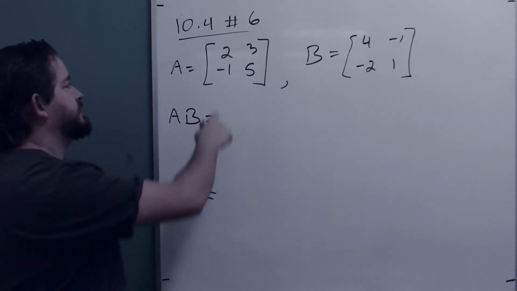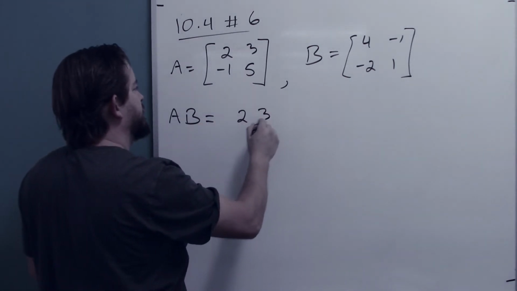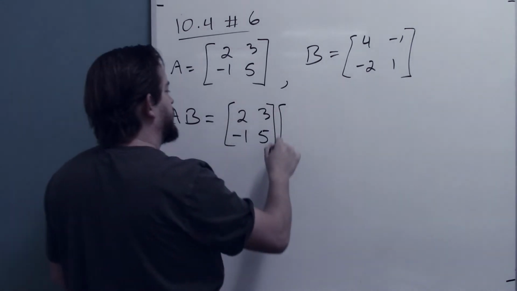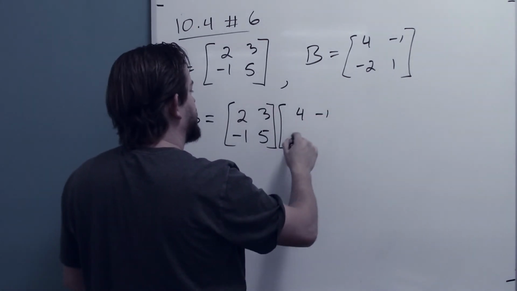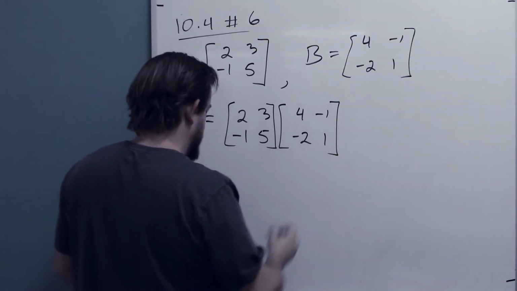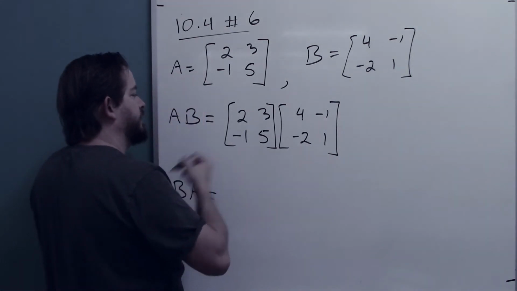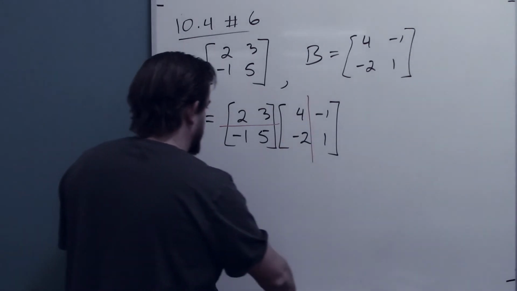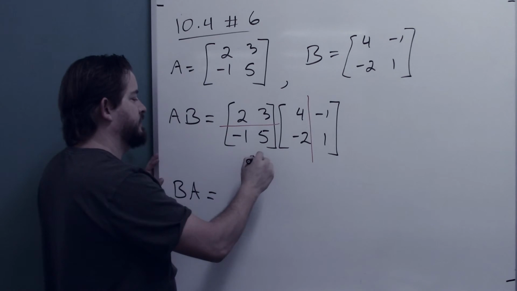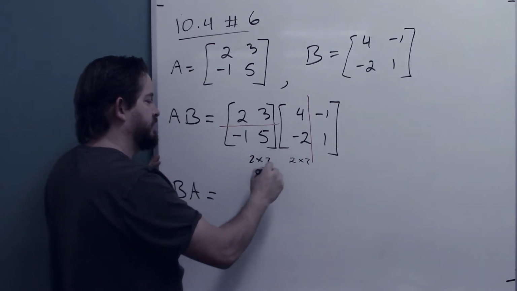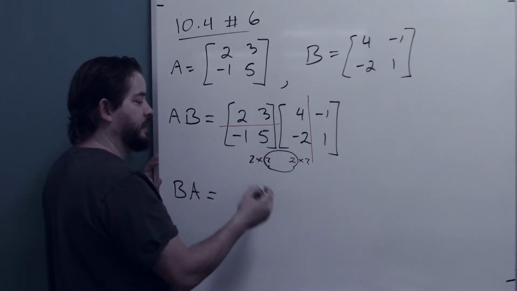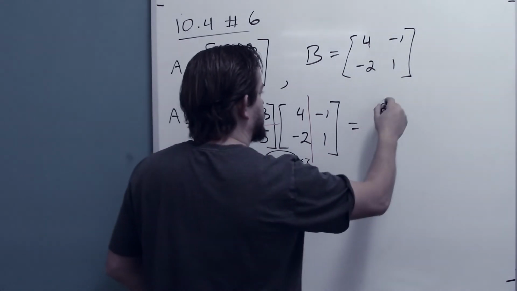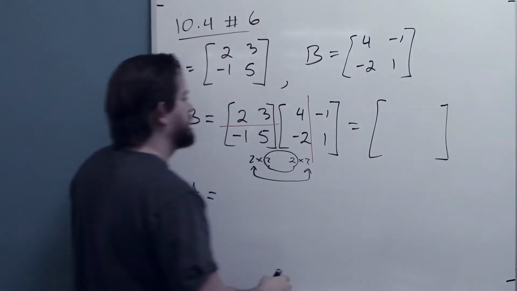A times B is taking 2, 3, -1, 5 and multiplying it by 4, -1, -2, 1. Again, the one on the left I cut into rows, and the one on the right I cut into columns and then multiply those. This is a 2 by 2, and this is a 2 by 2. These are the same, so this can be done, and my result is going to be a 2 by 2.